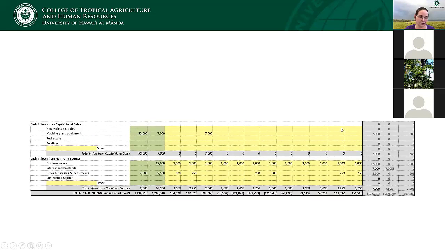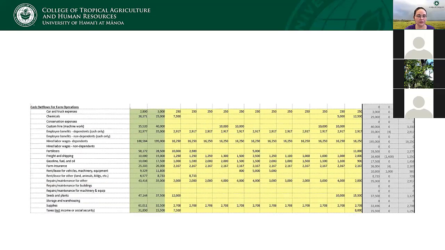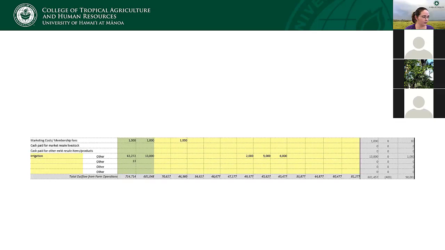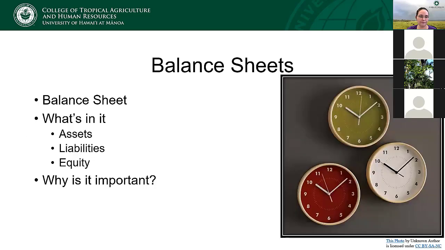This is cash inflows from capital assets, cash outflows for the operation, which is a big one. So it helps you determine your cost of production and things like that really quickly, as well as other household expenses you may not think of, but that might be coming out of funds that you make from your business. So marketing costs, membership fees, all those fun things.